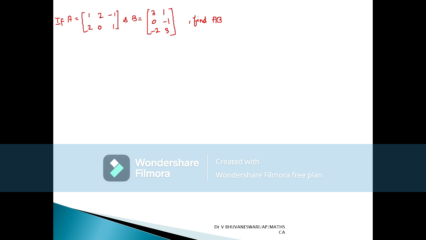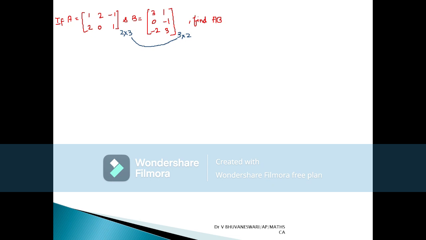Let me teach you an example. Consider a matrix A whose entries are 1, 2, minus 1, 2, 0, 1. B is 3, 1, 0, minus 1, minus 2, 3. We need to multiply these two matrices. First, let us check whether the compatibility condition is satisfied. A is a matrix of order 2 by 3 and B is a matrix of order 3 by 2. Since the column of the first matrix equals the row of the second matrix, the matrix multiplication is possible in this case.